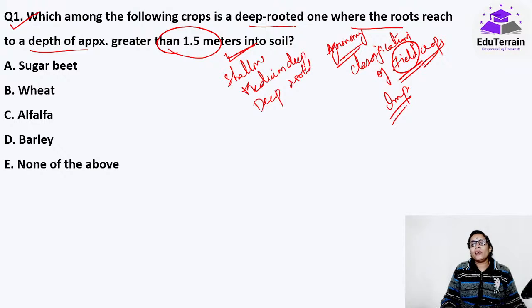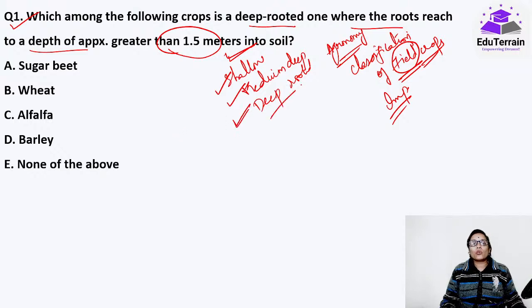Now shallow rooted are very shallow, and all your graminae family members, especially your paddy, wheat and all that, are shallow rooted crops. Medium deep rooted are a little bit deeper, to the tune of close to 1 meter or so. Maize, red gram, all that will fall into that category.